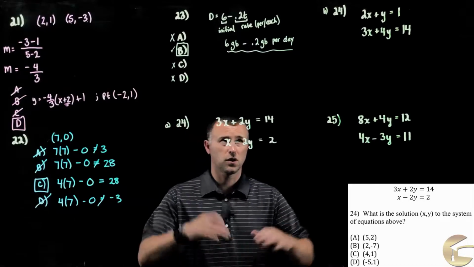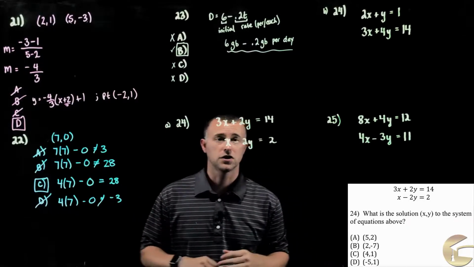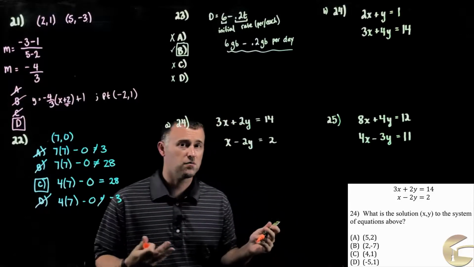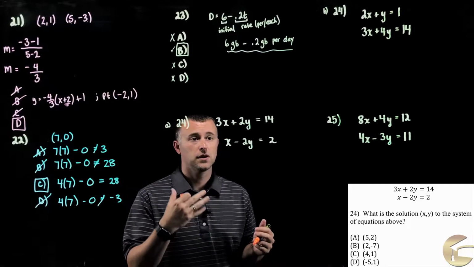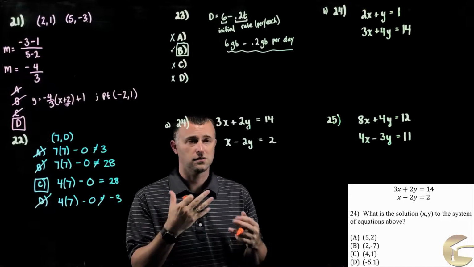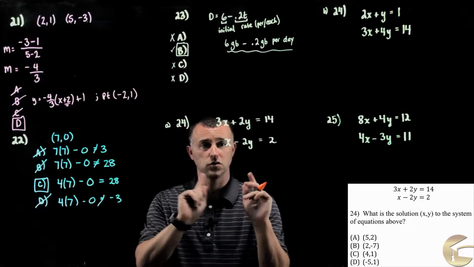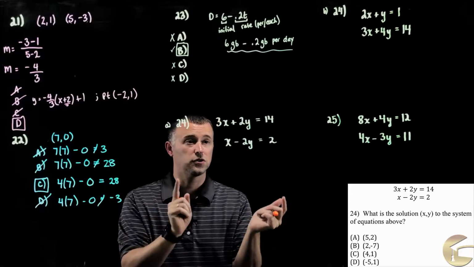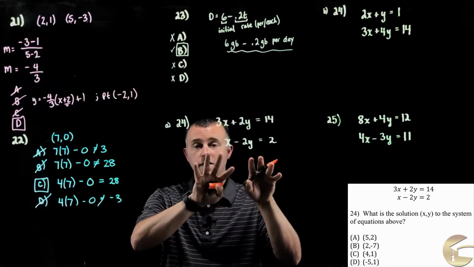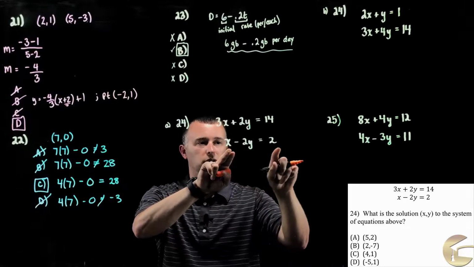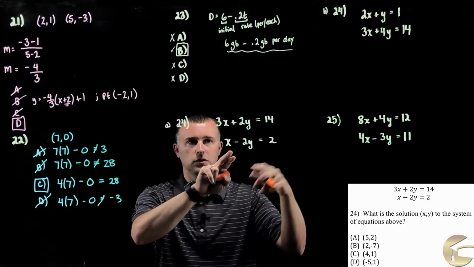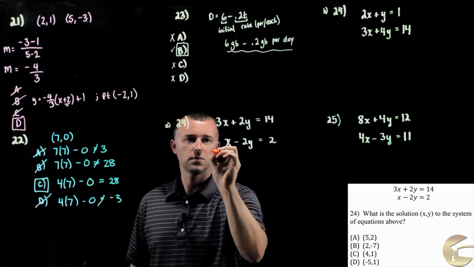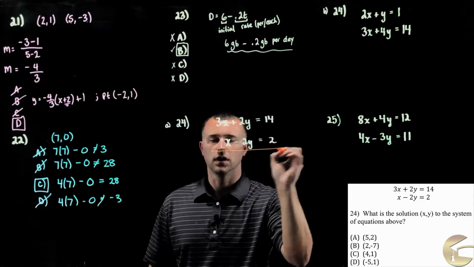So number 24, I have actually two 24s. I don't want to change that. So 24a, it's giving me this equation. You just want to pick a method to solve this. So just to kind of show you, you have two options. You could use elimination, which is the way I'm actually going to go. You could also use substitution if you wanted. If you're going to go that route, you'd probably want to solve this second equation for x and substitute, but notice 2y, negative 2y. This is set up for you to use elimination.